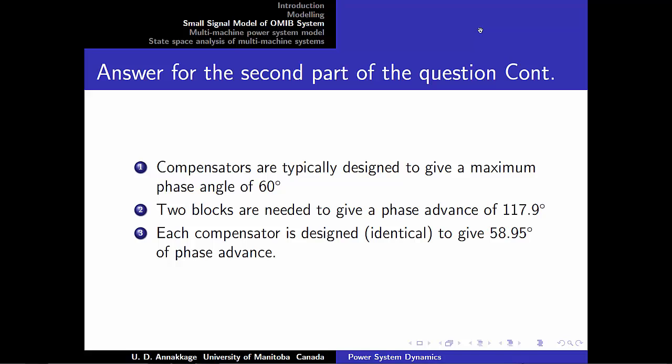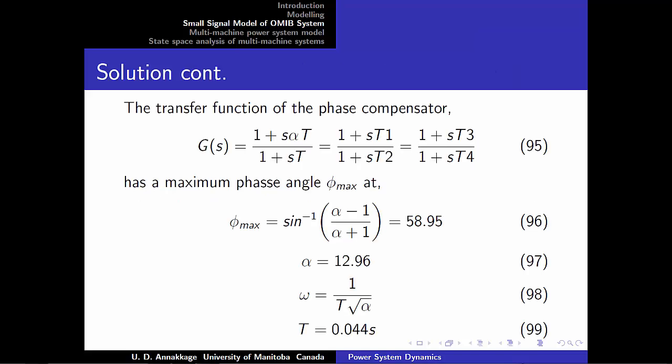Compensators are typically designed to have a maximum phase angle of 60 degrees. So here we are going to use two identical blocks, with each block giving 58.95 degrees phase advance. So following the steps I described earlier, you can express the maximum phase angle of that compensation block as sine inverse of alpha minus 1 over alpha plus 1, and we know that angle must be 58.95 degrees. So you can calculate alpha. In this case alpha is 12.96, and then using the equation for omega, we know omega and alpha, so we can calculate the time constant T.